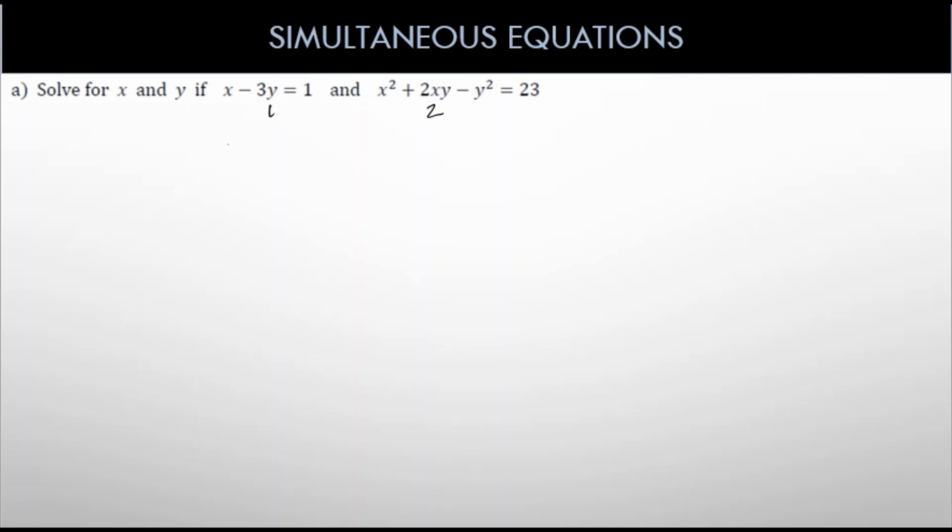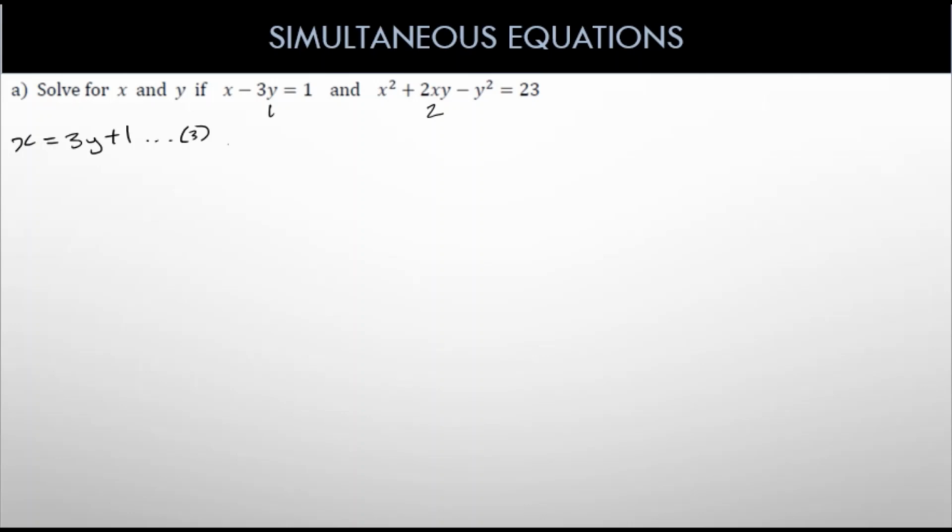So now I'm picking equation 1 because I can easily take negative 3y to the other side, and then I'll have x is equal to 3y plus 1, which would be my equation 3 now. And then I would substitute it to the equation that I didn't manipulate, which is equation 2. So now wherever there's x in equation 2, I write 3y plus 1.